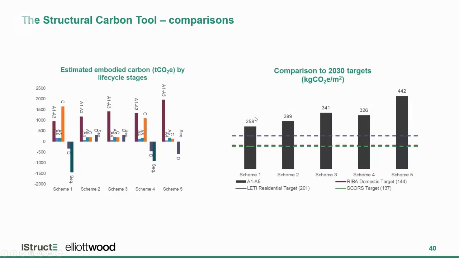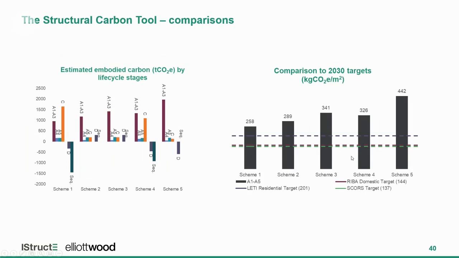Next charts. On the left, the chart breaks down life cycle carbon by the various life cycle stages, with sequestration and module D reported separately. So you can quite quickly see from this chart that schemes 1 and 4 have some timber in them because the sequestration is noted. The next chart on the right compares the total upfront carbon against industry targets for the structure only. So for this example, we're comparing the data with those targets relevant for residential buildings.